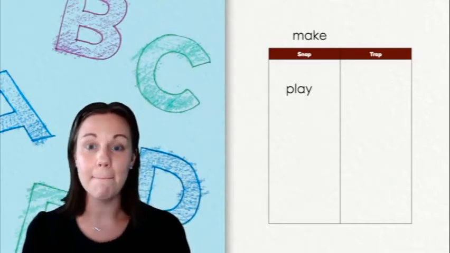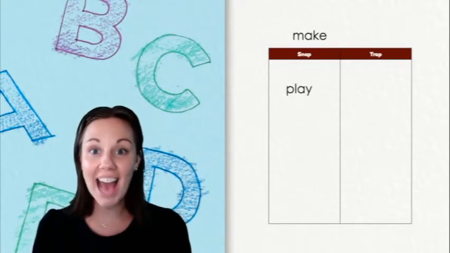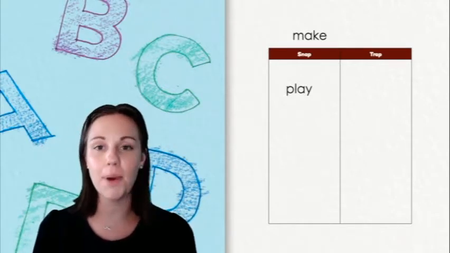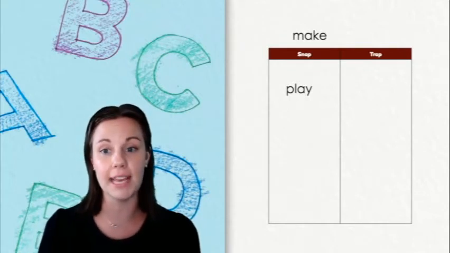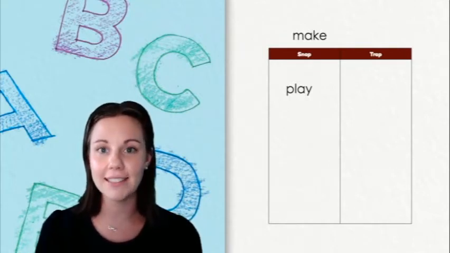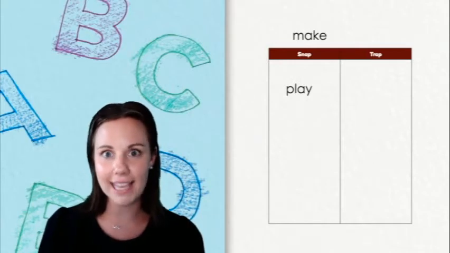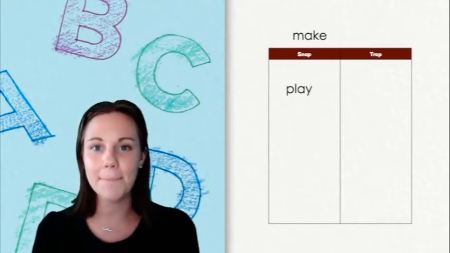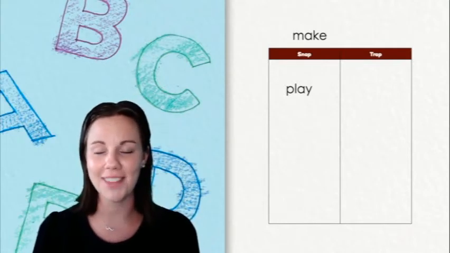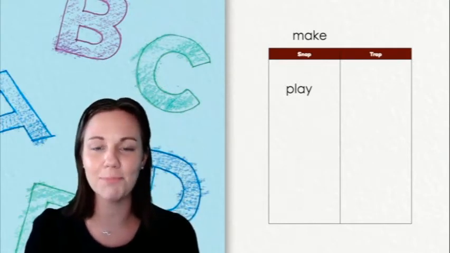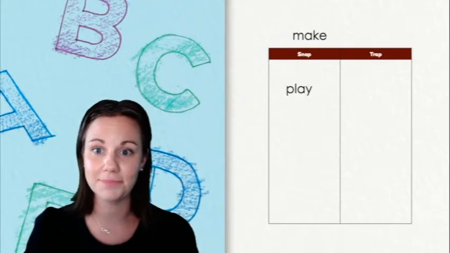It says make. I see that magic E. I know a magic E helps the vowel before it to say its own name. So that A doesn't say ah. It says A. Make. It follows the rules that I know. It's a snap. Let's move it into our chart.